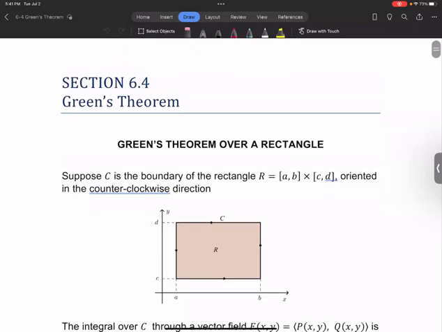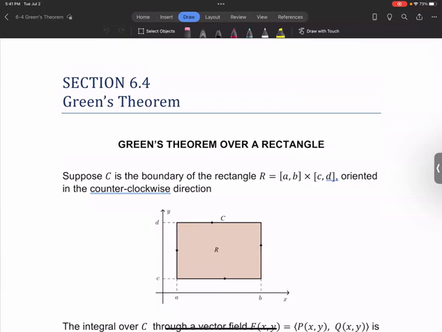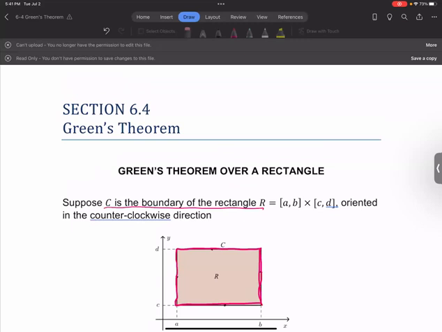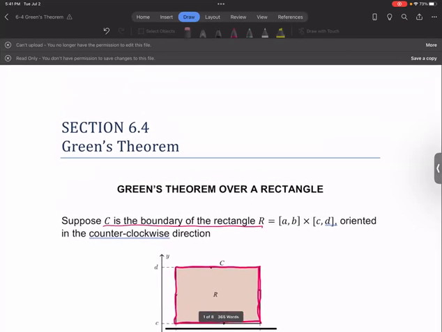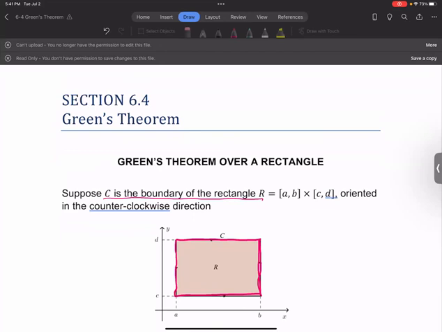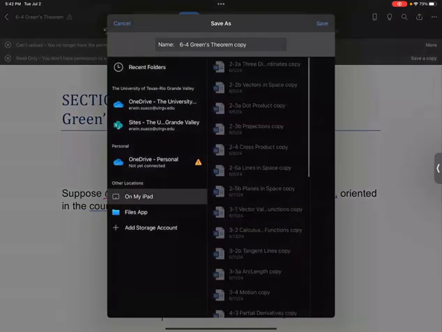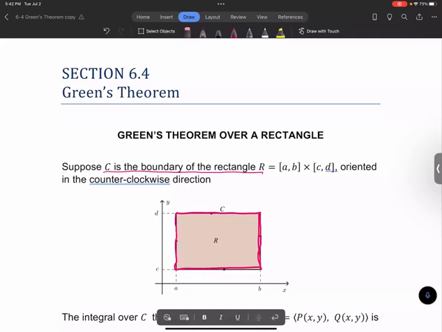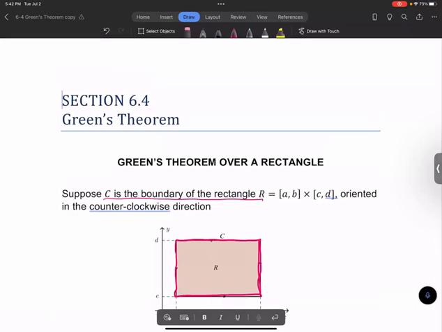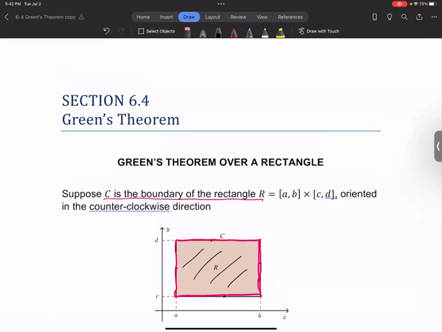So what does Green's theorem say? Suppose C is the boundary of a rectangle. So the boundary over the rectangle. The rectangle is [a, b] cross [c, d]. So the rectangle is the whole thing, but the curve is only what is around the rectangle. So [a, b] cross [c, d] is the whole thing. This is R, the whole thing, and C is the boundary.